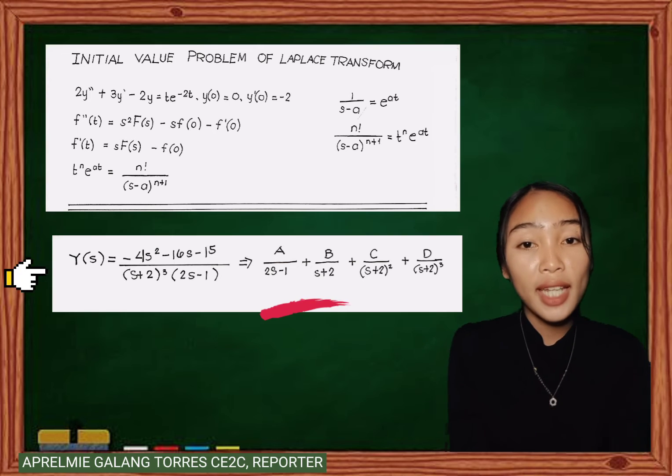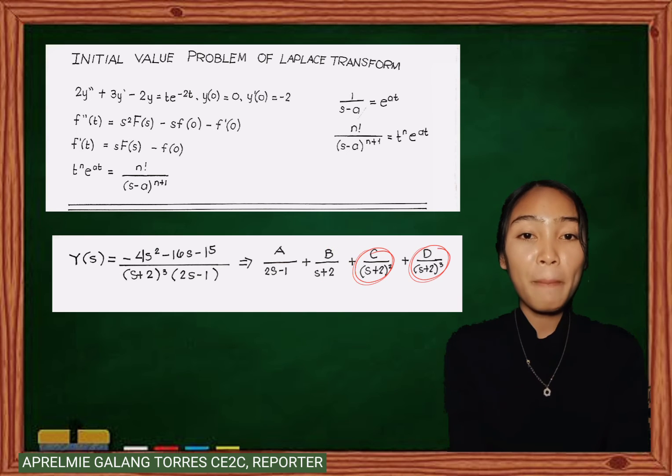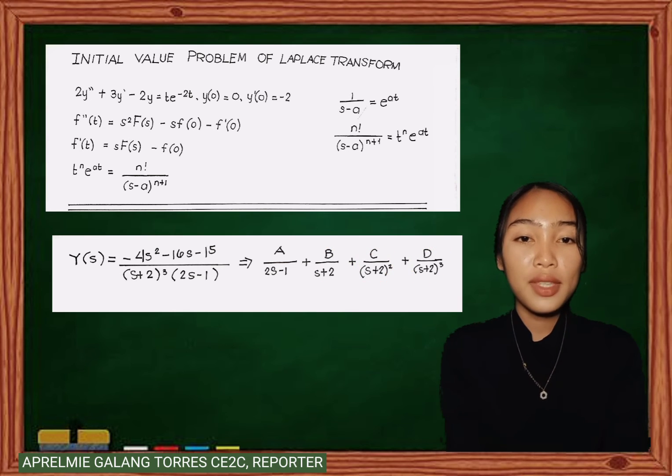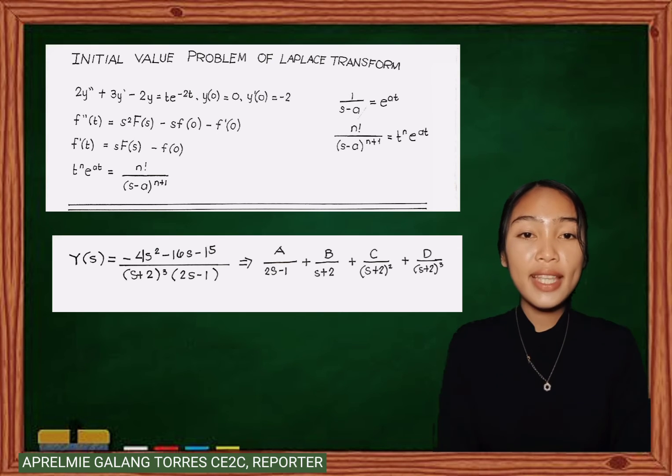And remember that all three of these terms for B, C, and D are included because we have this repeated linear factor of the quantity (s + 2)^3, and because it's cubed, we have to include (s + 2)^2 and (s + 2) to the first power in our partial fraction decomposition.